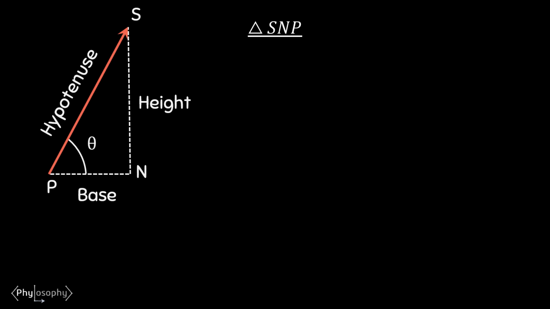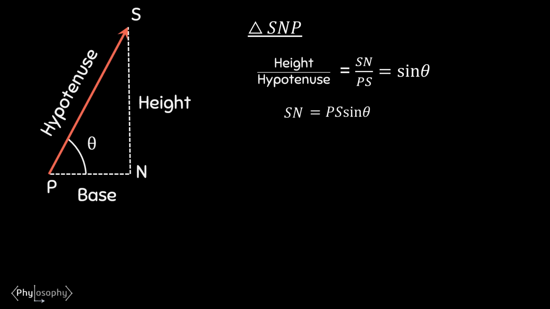For this triangle, PN is the base, SN is the height and PS is the hypotenuse. Now from the definition of the sine of the angle theta, we can write height over hypotenuse, which is SN over PS, is equal to sin theta. Or we can write SN is equal to PS sin theta. Now the length of PS represents the magnitude of the vector B. Therefore we can write SN is equal to B sin theta.